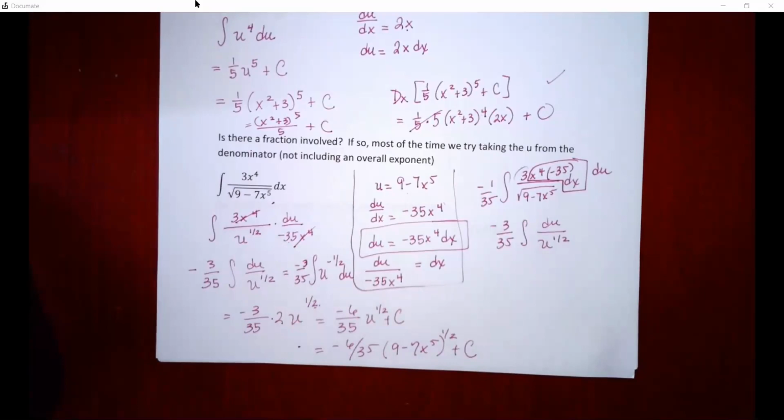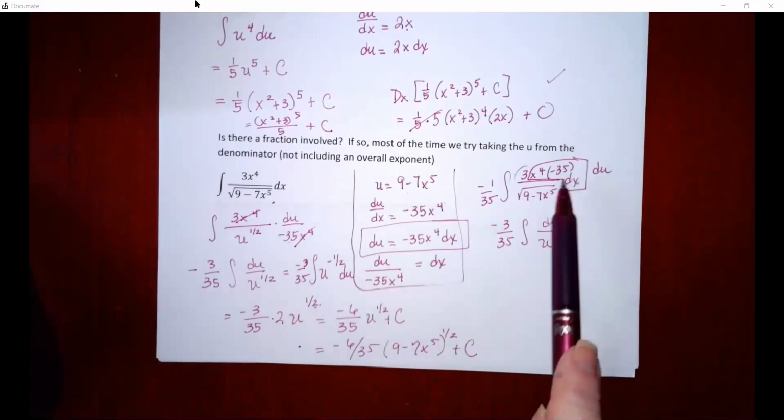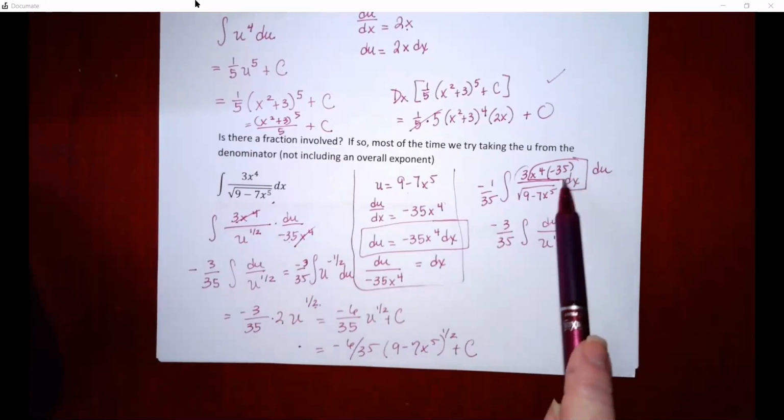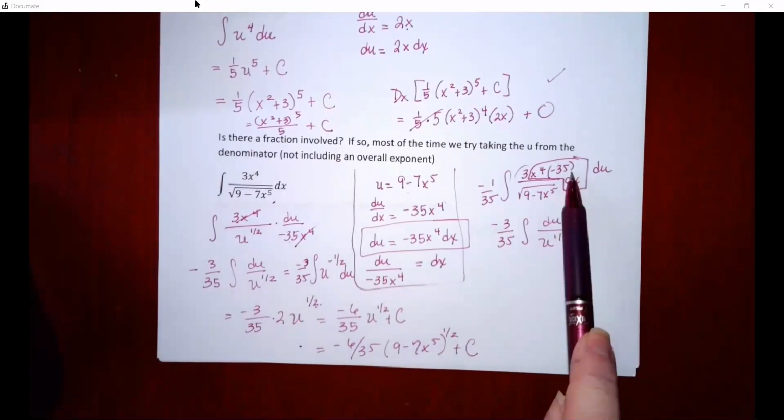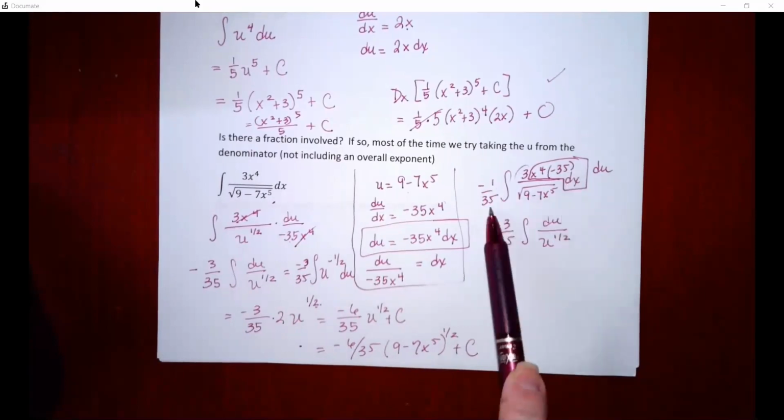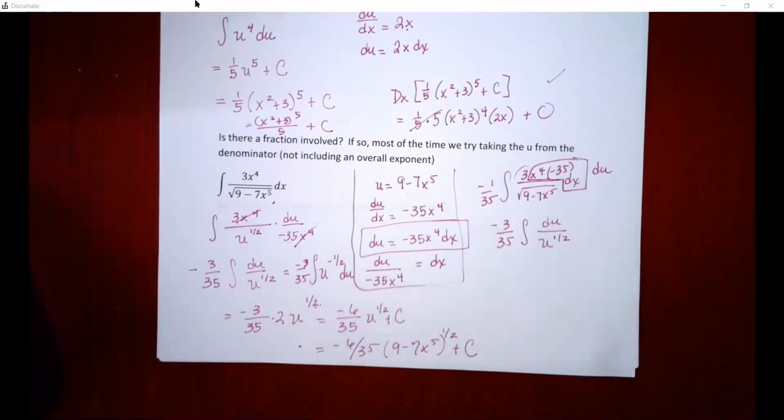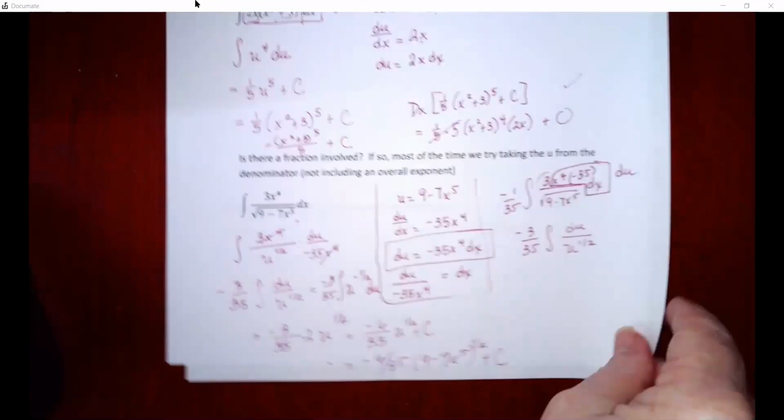Now notice once we did that, multiplying and reversing, basically what have I done? I've multiplied by 1 because I multiplied by negative 35 and negative 1 over 35. The product of those two is 1. So I haven't changed the integral there. I've just rewritten it. Okay. All right. Any questions up to this point?